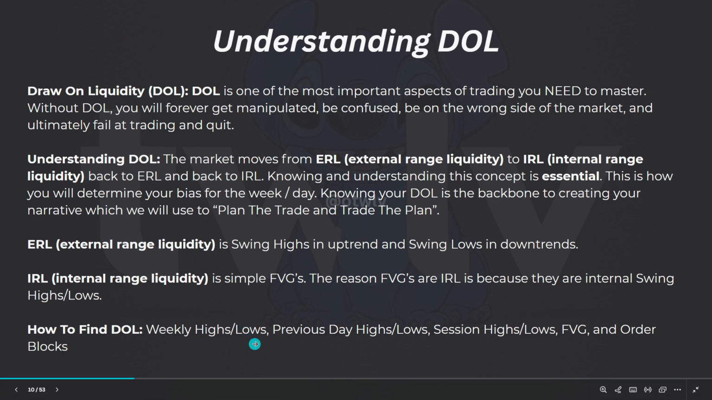So, how to find your draw on liquidity? I want you guys to take note of this right here. Okay, so take a screenshot. I'll move my mouse here. All right, so take a screenshot of this and study it or put it up on your sticky note or in your notebook. But your drawn liquidity is going to be weekly highs and lows, previous day highs and lows, session highs and lows, fair value gaps, and order blocks, breaker blocks, any other ICT concept you think of. So like a PD array, right?